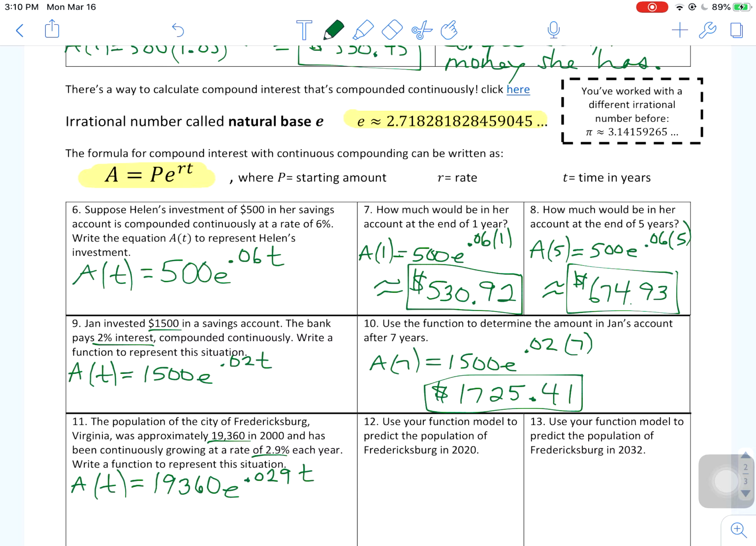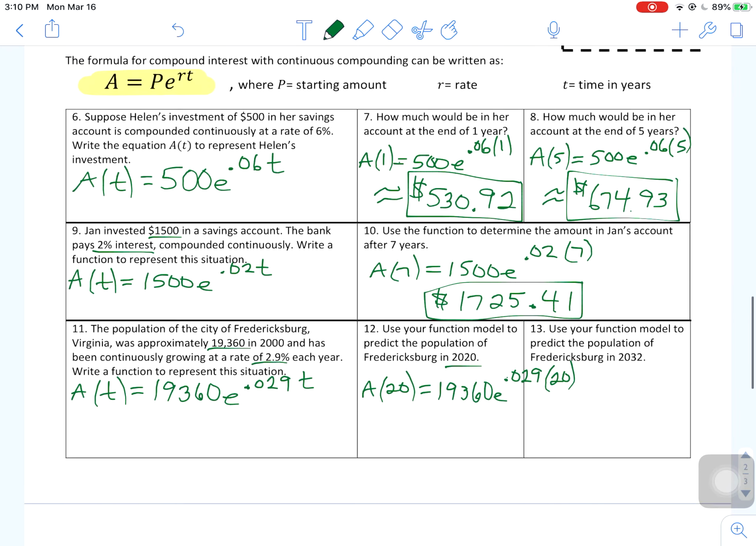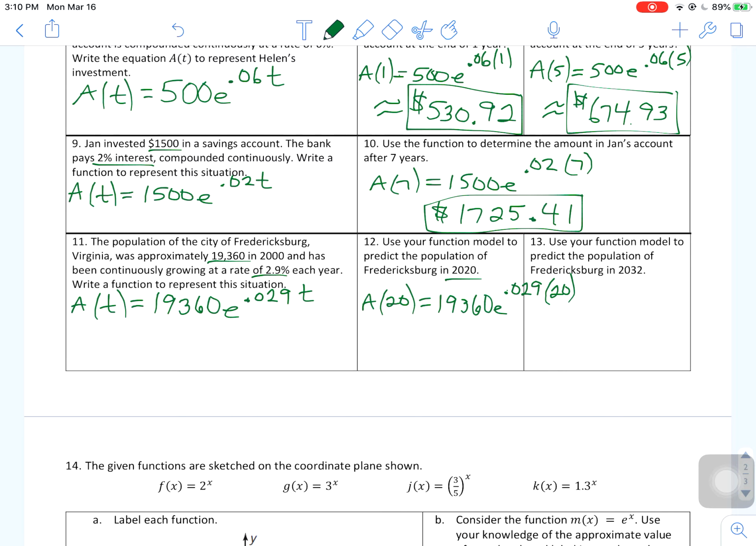So since t is the number of years since 2000, and now it's 2020, I'm going to let my t value be 20. And then I'll literally just plug in 20 where I see t in my equation. So 0.029 times 20. And you just type that all into a calculator, and we should get 34,578 people. And since we're talking about people, I just rounded to the nearest whole number, since we're not going to talk about like half a person or 0.2 of a person. Pause the video, try 13.